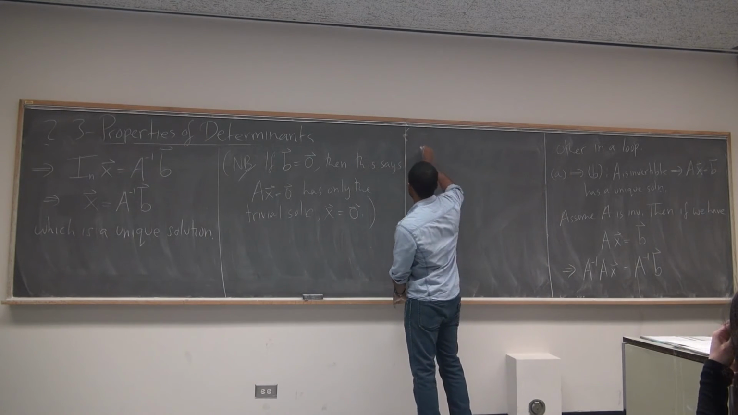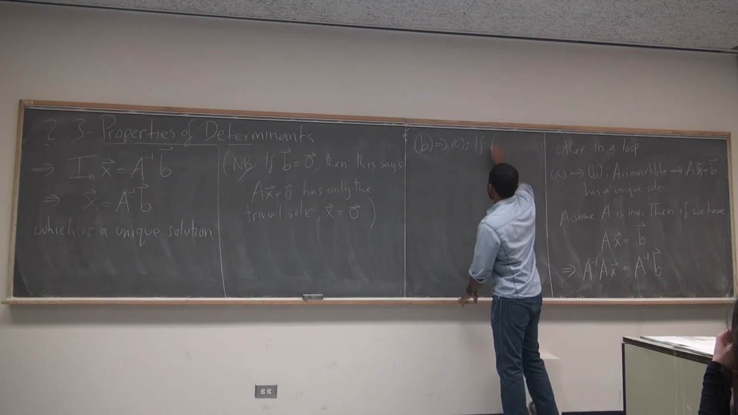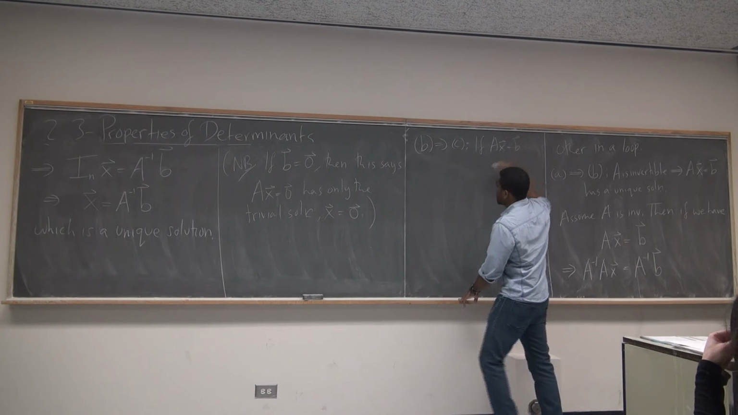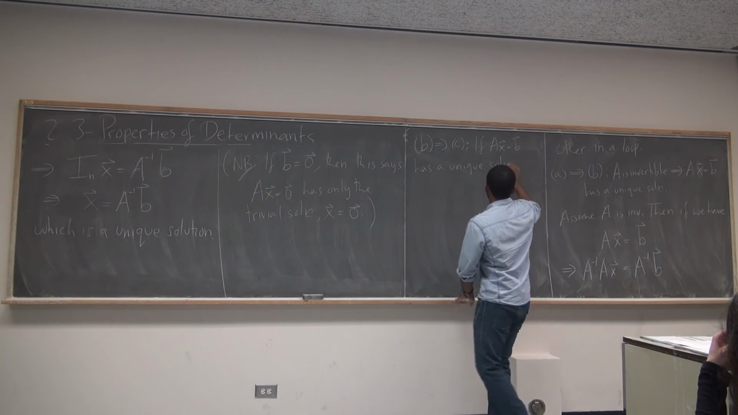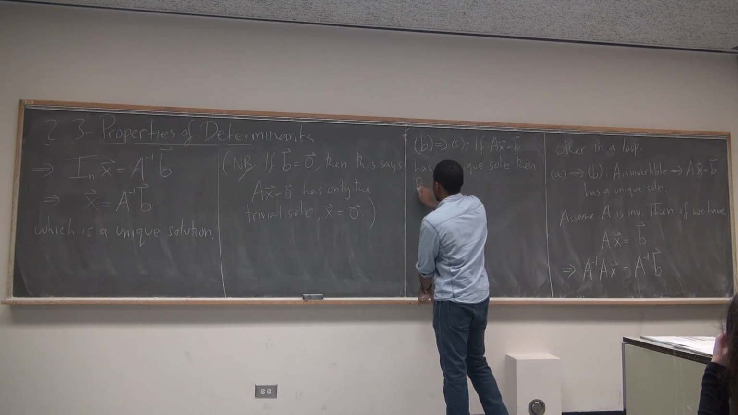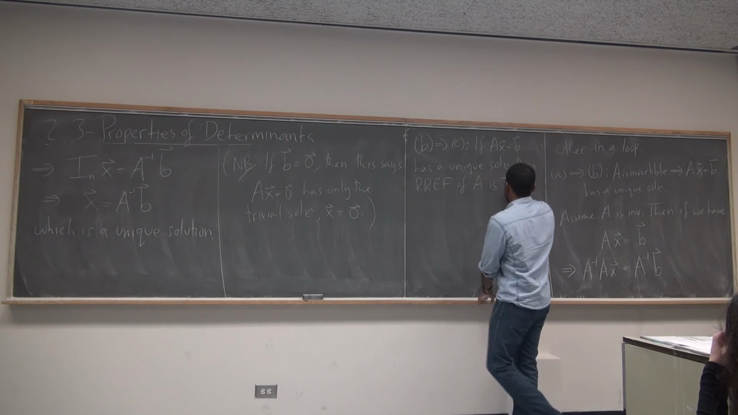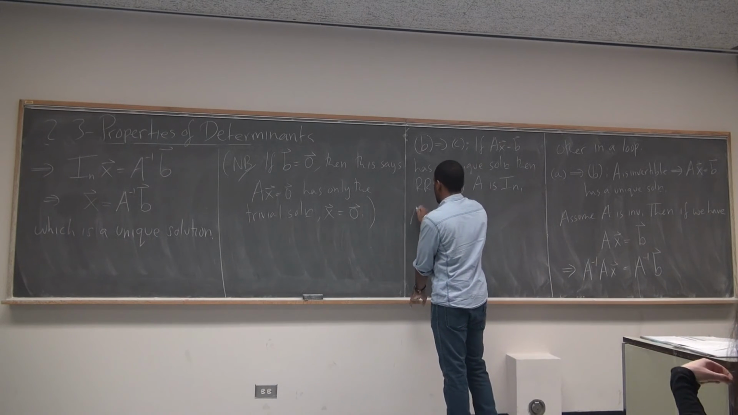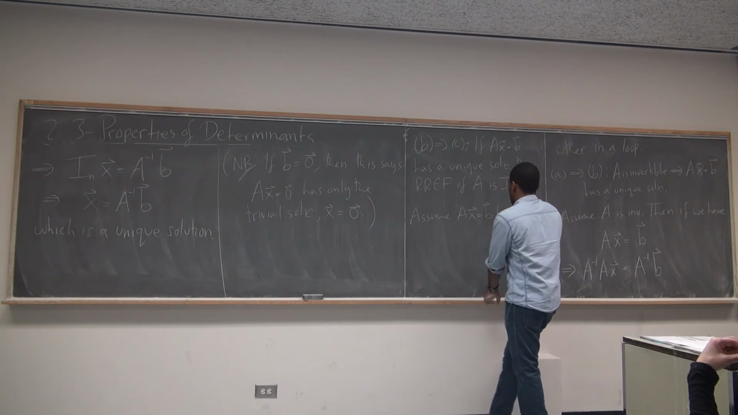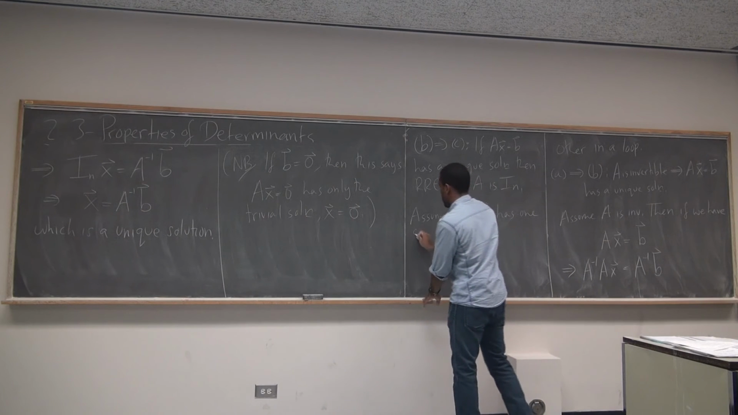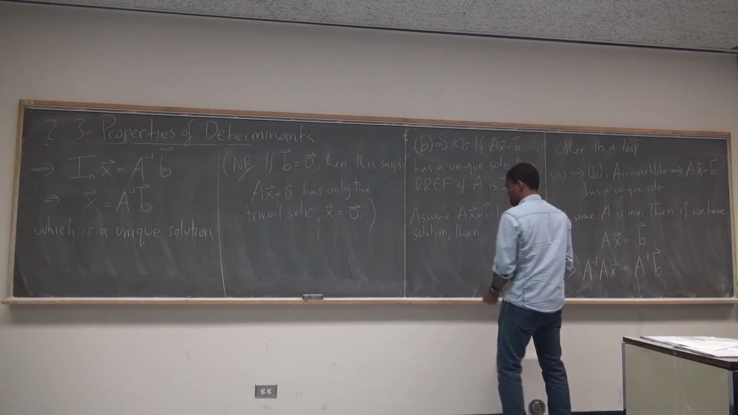So now I'm going to show that B actually implies C. That is, if AX equals B has a unique solution, then the reduced row echelon form of A is the identity. So now I'm going to assume that this has a unique solution.